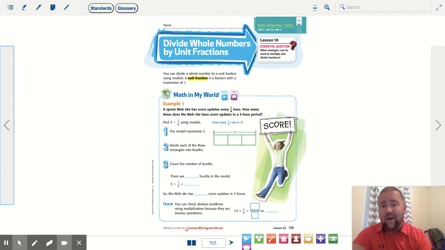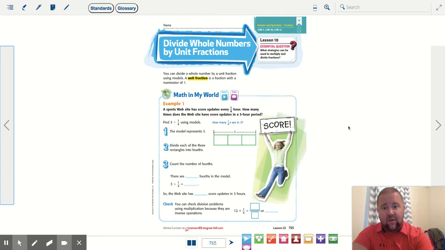Just as a reminder, a unit fraction is a fraction that has a numerator of 1. So it is just 1/2, 1/3, 1/4, 1/5. Any fraction with 1 as a numerator is considered a unit fraction. So today we're taking a whole number and we're dividing that whole number by unit fractions. The best way to understand the how and the why is to use models, okay? And we're going to do that right now.